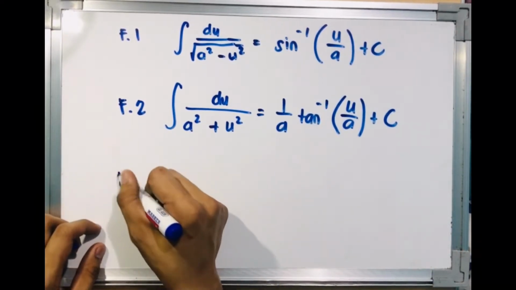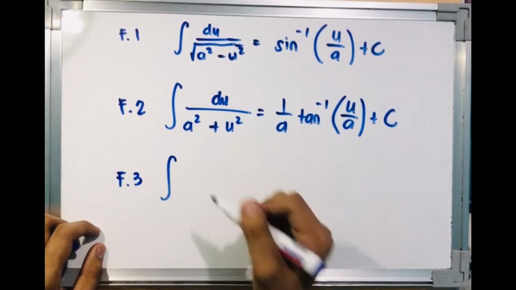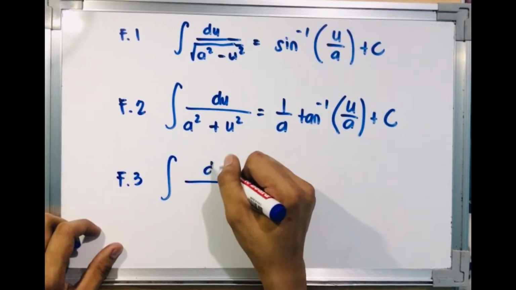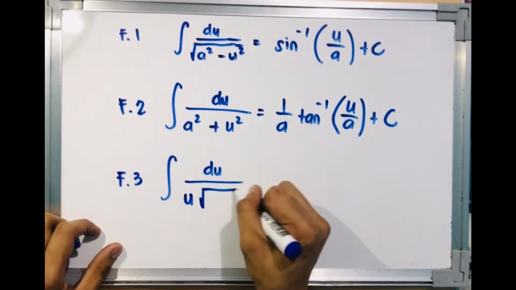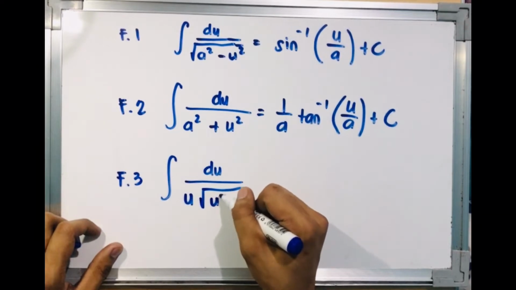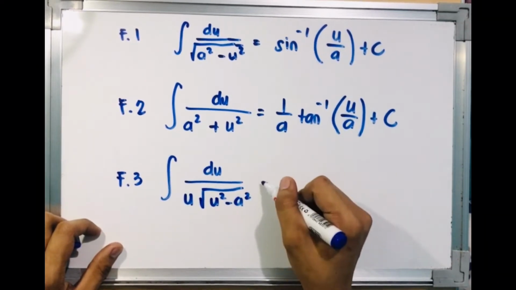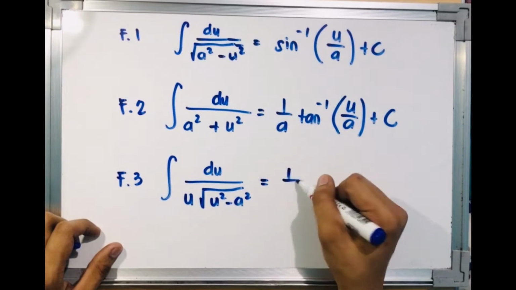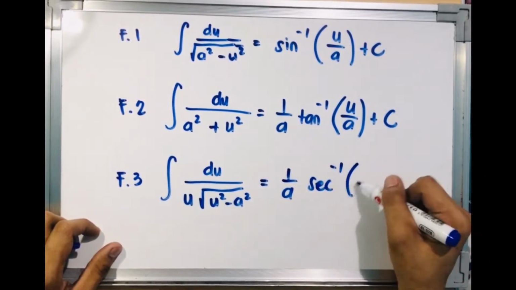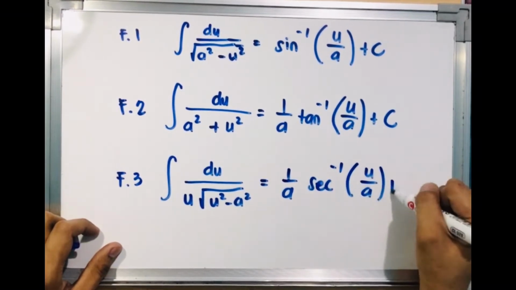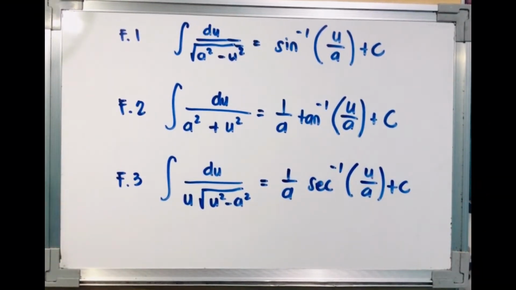Okay? Formula number 3, this would be the final formula. This is du divided by u multiplied by the square root of u squared minus a squared. This is equal to 1 over a secant or arc secant u over a plus c. So ito lang yung tatandaan natin mga formulas. Pwede nyo screen capture in this section. Tapos balikan nyo na lang kapag nagsusolve na tayo para makasunod.